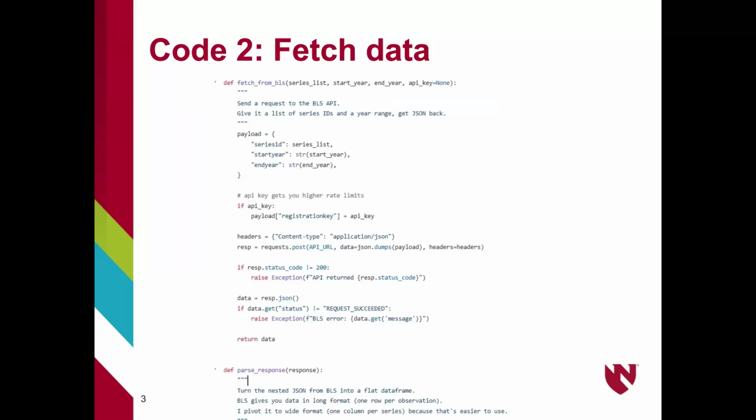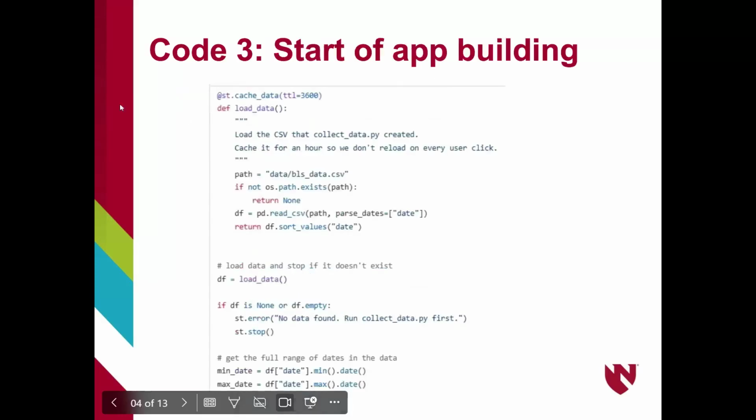It fetches the data from the BLS, looking for the key, and then it parses the response from the coding script to then be read into the app building script. I set the cache data as recommended so that it doesn't update with every user clicking. And so it checks that the data is here, and if the data is there, it makes a data frame. And then it sets the min and max date for the date range later.